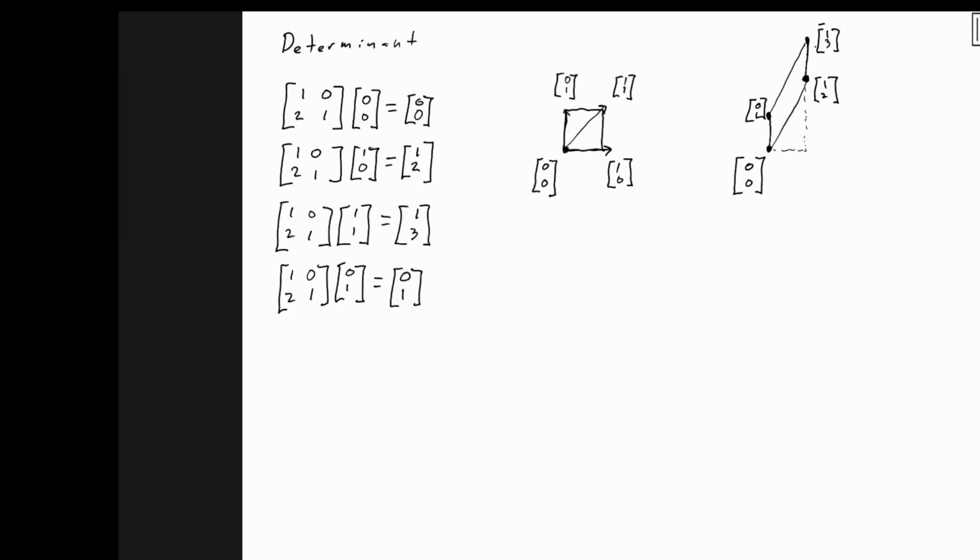Now, let's think about what the area is. The area of this square is 1 by 1 is 1. The area of this is a width of 1 times a height of 1 is 1. So my area did not change. And that's the point that the determinant is going to tell us.